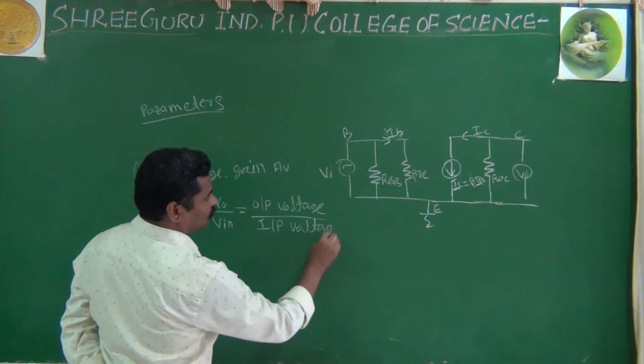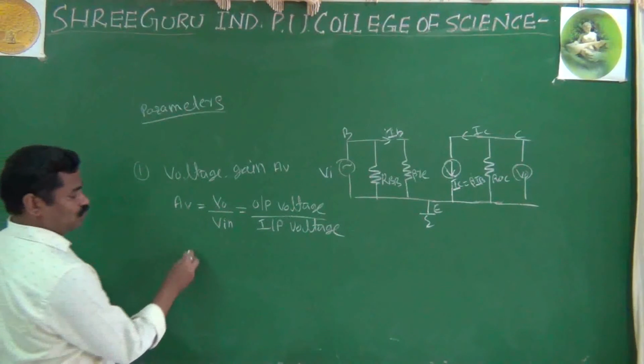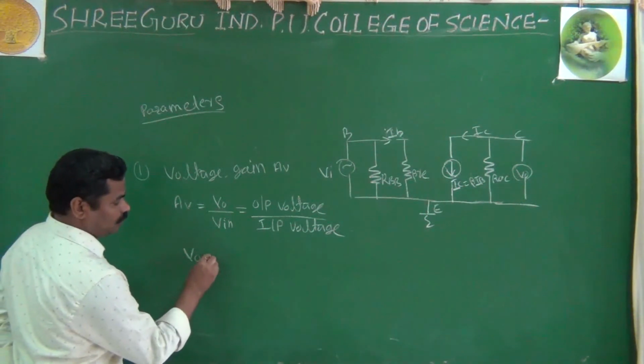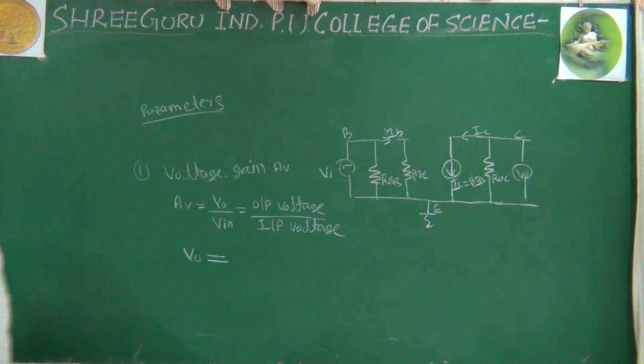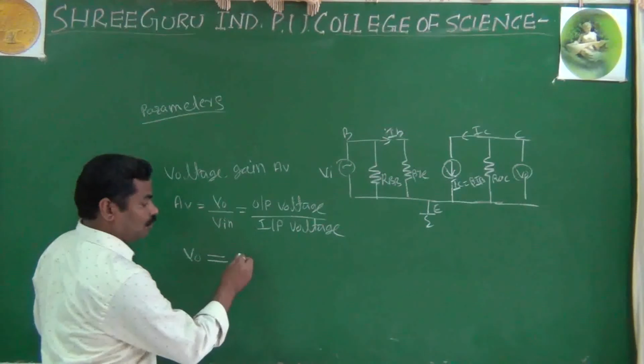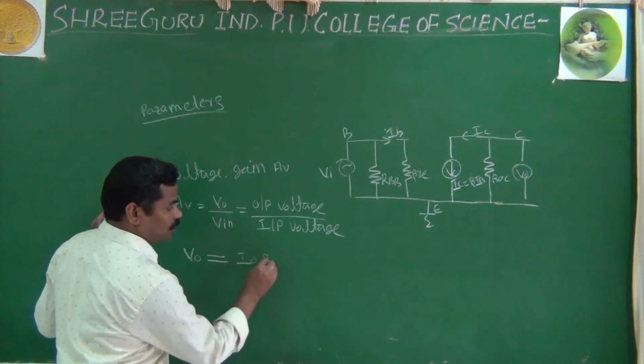Output voltage to the input voltage. Especially in all these parameters, we use Ohm's law a lot. How do we write V naught? V naught is nothing but I naught into R naught, that is, I into R.